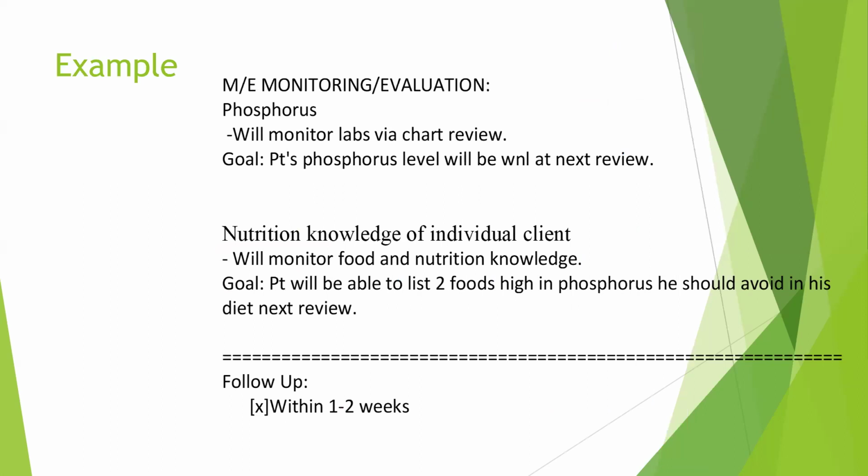In this example, phosphorus, which is part of the nutrition care process terminology, is listed as a lab value to monitor, with the specific goal of being within normal limits at next review. You will also be monitoring the nutrition knowledge of the individual client, which is also part of the nutrition care process terminology, with the specific goal of the patient being able to list 2 high phosphorus foods to avoid. Follow-up is listed for 1 to 2 weeks. This example fulfills all the requirements listed on the NCP Quest tool.